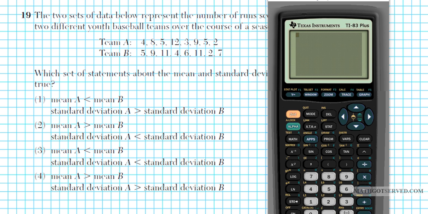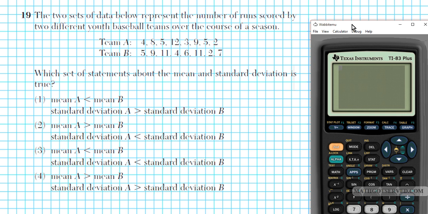All right, let's take a look at problem number 19. It says the 2 sets of data below represent the number of runs scored by 2 different youth baseball teams over the course of a season. So we have Team A's scores right here, Team B's scores. And the question is, which set of statements about the mean and standard deviation is true? So basically, we have to find the mean and the standard deviation of these 2 sets of data.